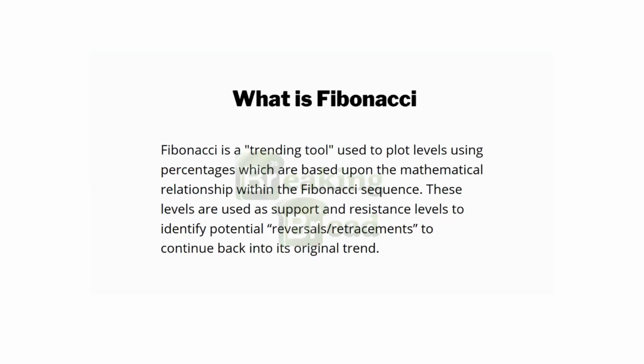Fibonacci is a trending tool that we use to plot levels using percentages which are based upon the mathematical relationship within the Fibonacci sequence. These levels are used as support and resistance levels to identify potential reversals to continue back in this original trend. So we know that price is going to do one of three things. Price is going to go up, down, and consolidate. But we also know that price has memory and that it follows the same patterns and trends within the market. We use these fib levels to anticipate possible reversal zones.